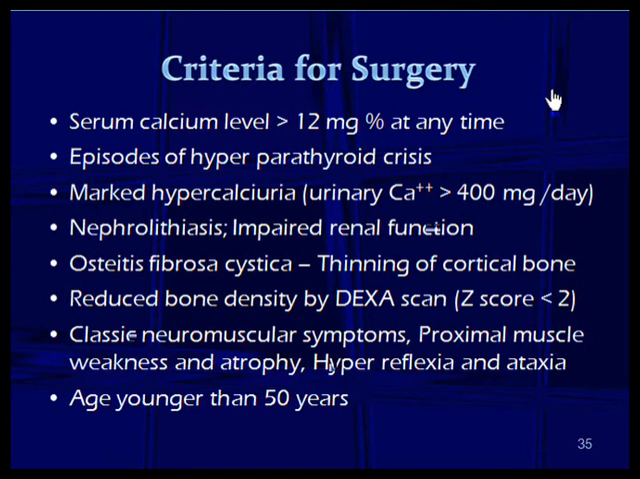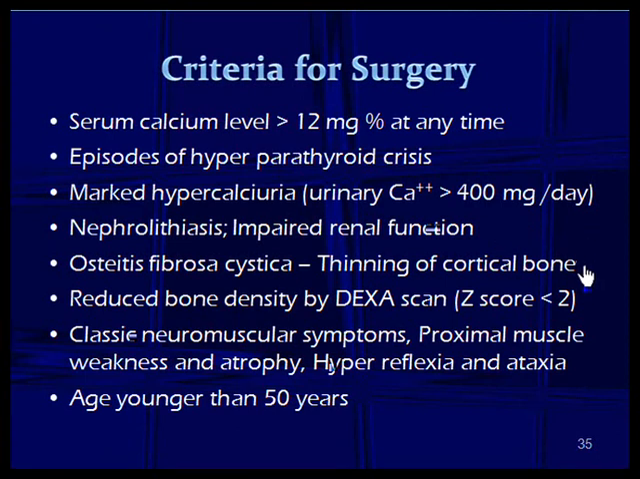There are certain criteria laid down for choice of a patient for surgery of the parathyroid gland. Serum calcium level must be at least 12 milligrams or more at any time on 2 or 3 repeated examinations. Episodes of hyperparathyroid crisis also indicate surgery. Marked hypercalciuria should be seen with a urinary calcium of more than 400 milligrams in 24 hours. Nephrolithiasis or impaired renal function bordering on chronic kidney disease can be one of the indications.